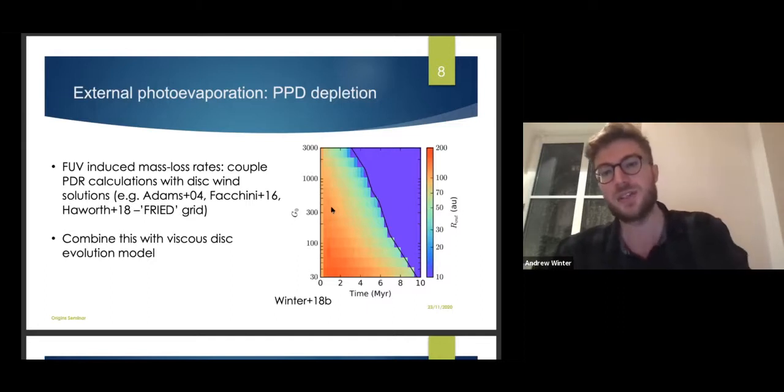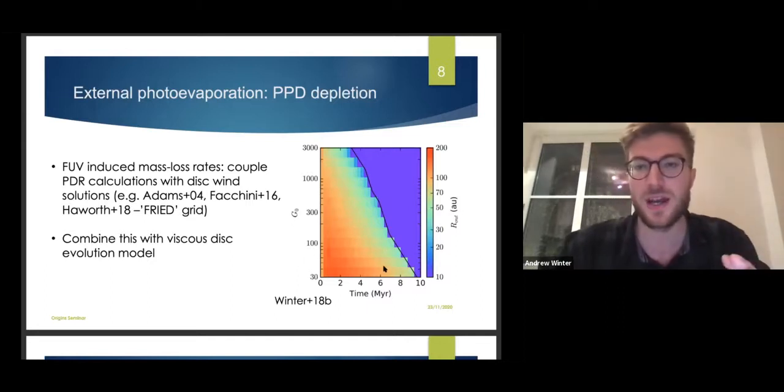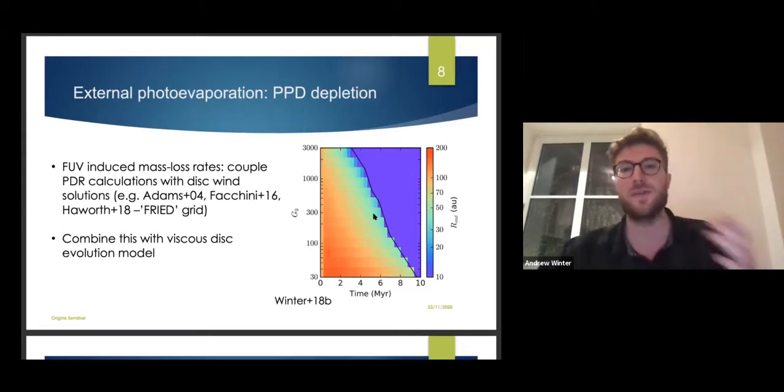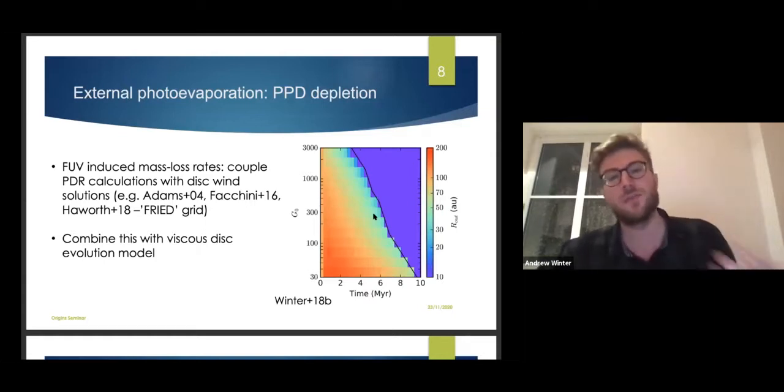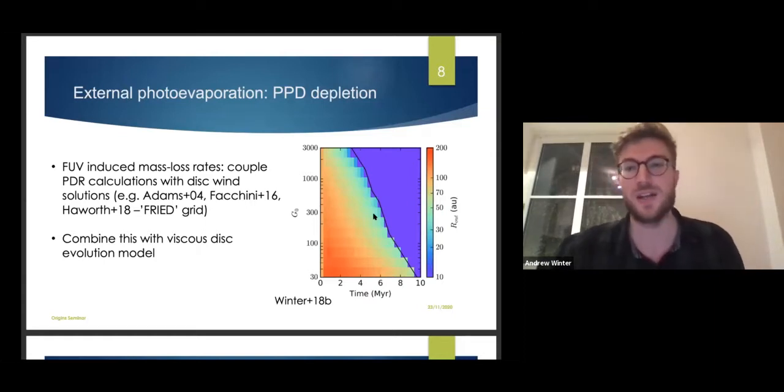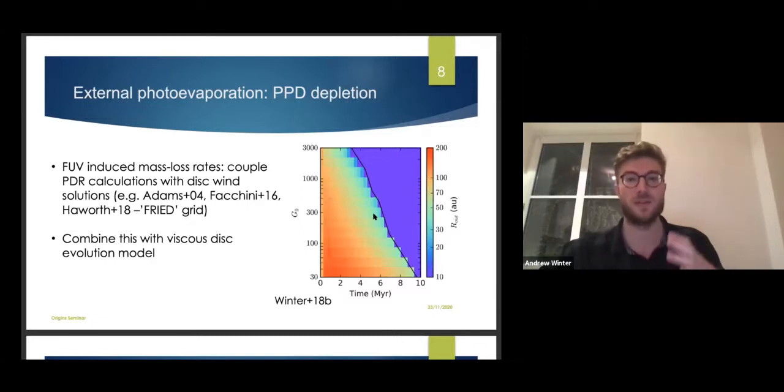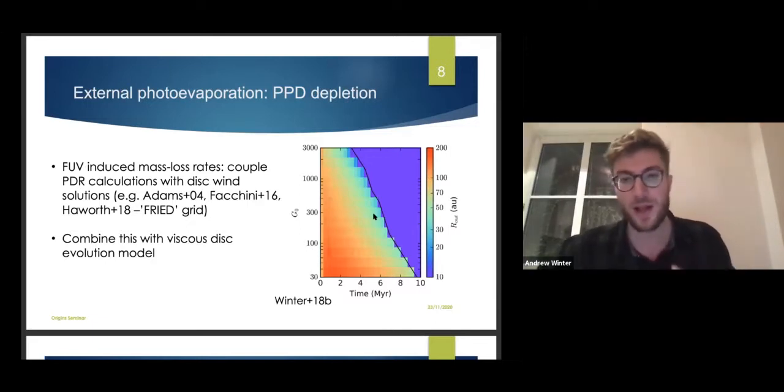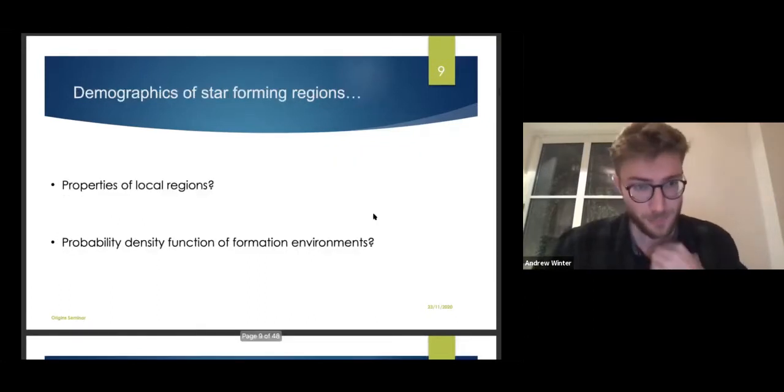As a function of this, you can see on the y-axis how the disk radius, which is the color bar, evolves over time. And for a thousand or a few thousand G naught, you can really see fairly rapid depletion and truncation of these protoplanetary disks. So we expect that in this sort of regime, you might have a real significant effect on the mass budget available for planet formation.